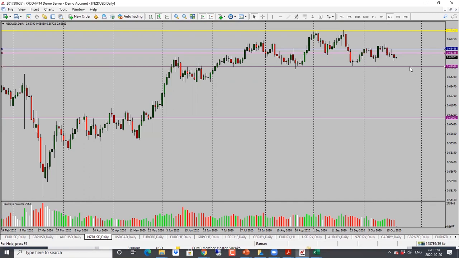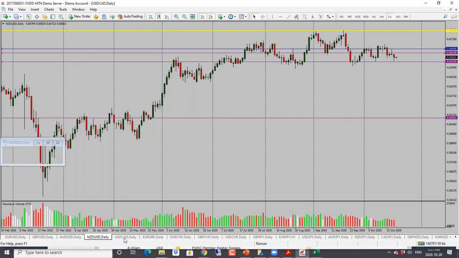So bias here is neutral, not quite bullish, but I would keep an eye on this one here. It's still getting way down, but looking for a bit of a pullback towards 0.6620 here for New Zealand dollar.